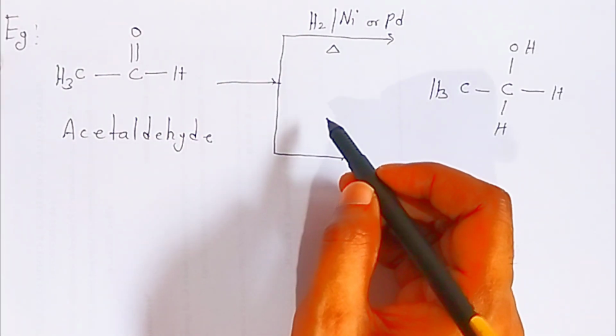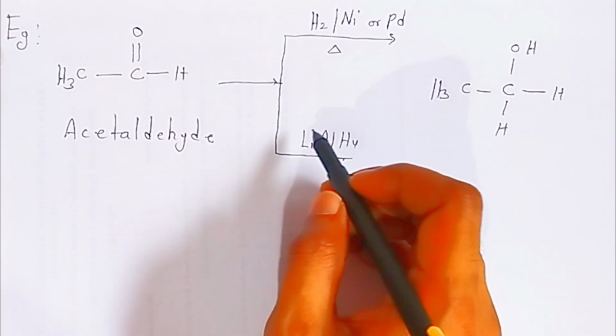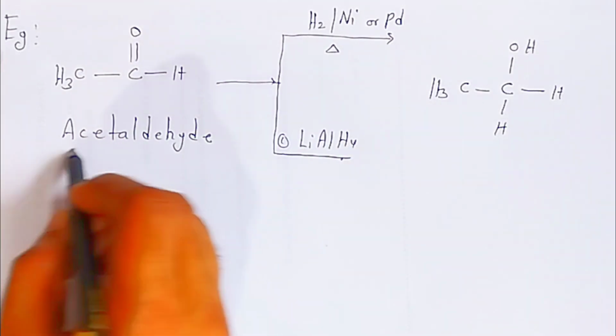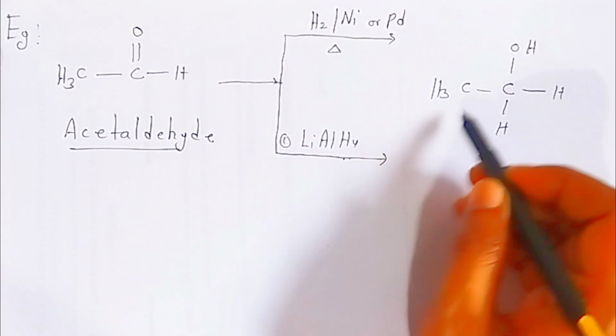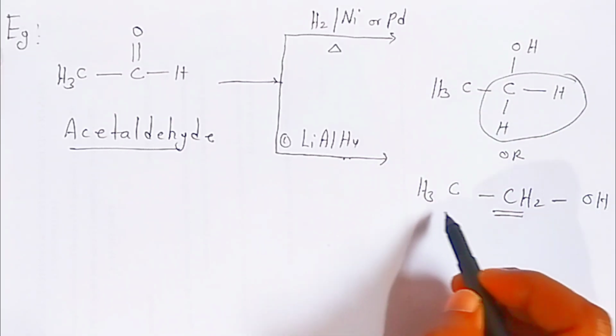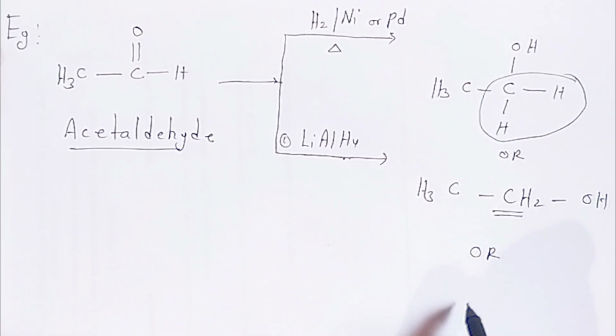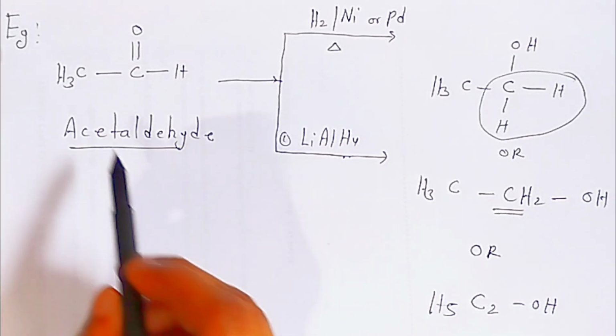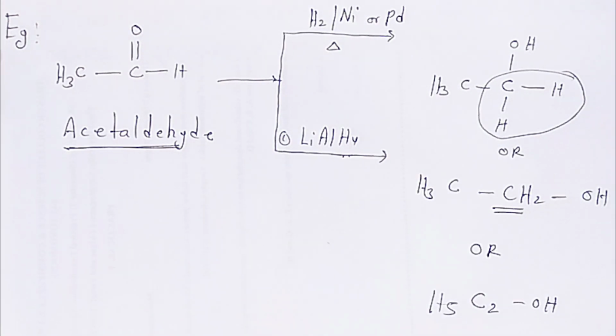Suppose the action of lithium aluminum hydride on acetaldehyde. So again, students, you are getting the same molecule: this is CH2 and I have written OH like this. So there is a formation of, or you can also write like this, the primary alcohol, students. So this way acetaldehyde is converted into primary alcohol.